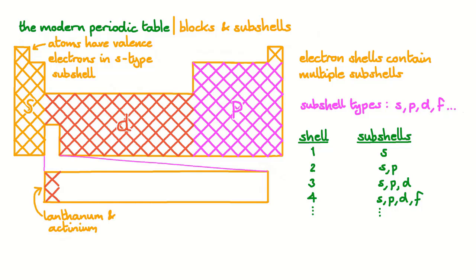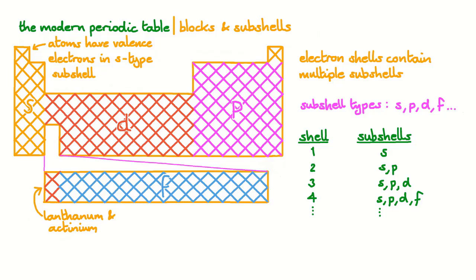In between the s and the p block, we have the d block, which in some interpretations also includes lanthanum and actinium. And the majority of the floating section below the table is the f block. You might see lanthanum and actinium as part of the f block. Generally, it's not that important a distinction when it comes to practical applications.